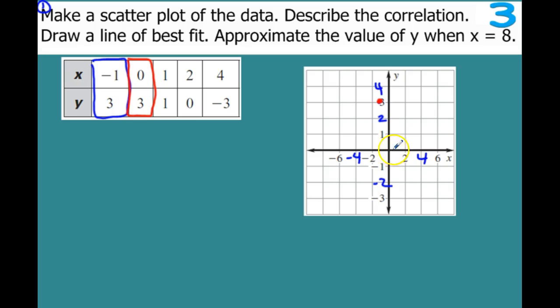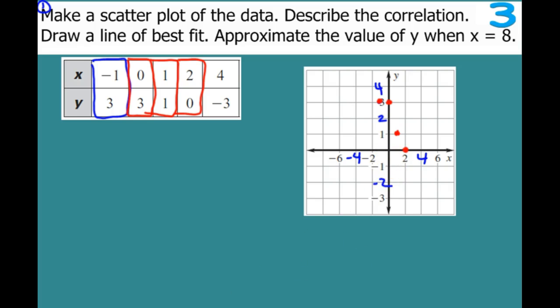Then at 0, up 3. X is 0. We're not going left and right, just straight up 3. Those are right next to each other. Then at 1, we're up 1. So at 1, up 1. It looks funny, but 1 would be in the middle there. Then at 2, we're at 0.